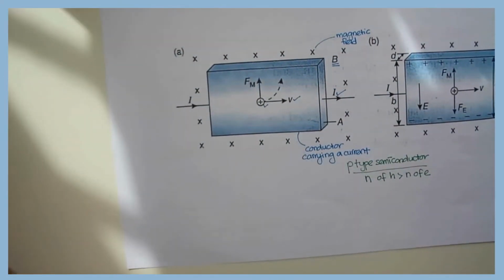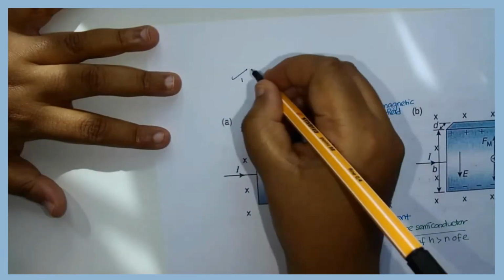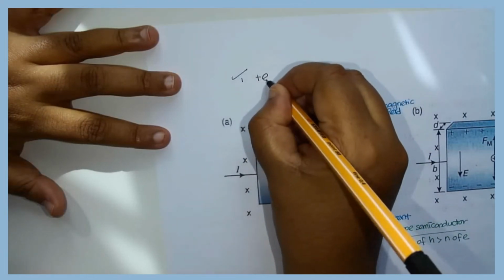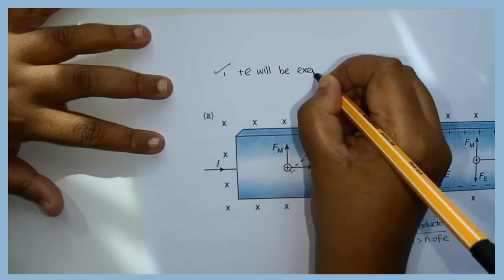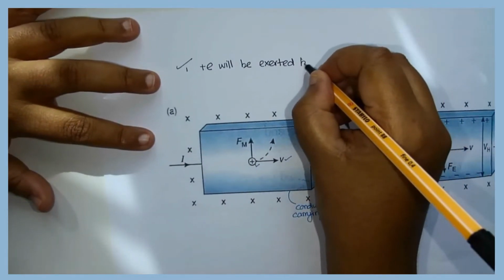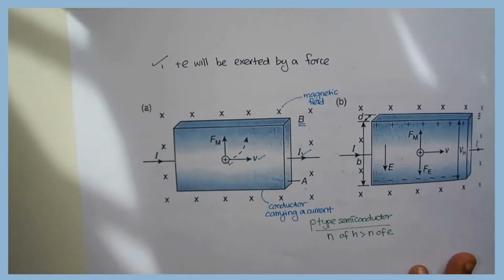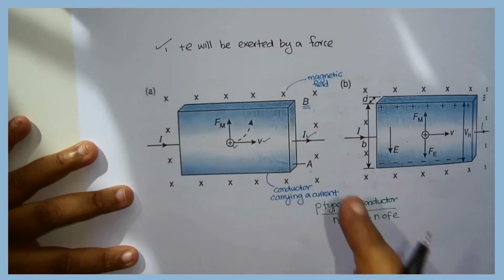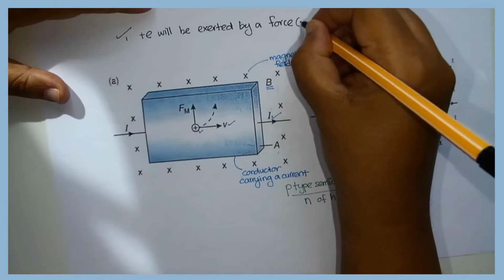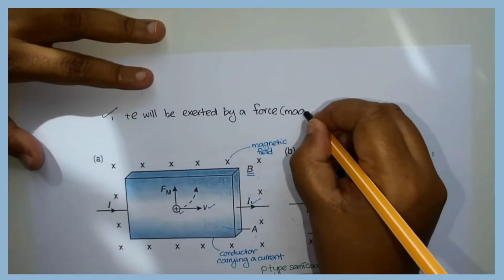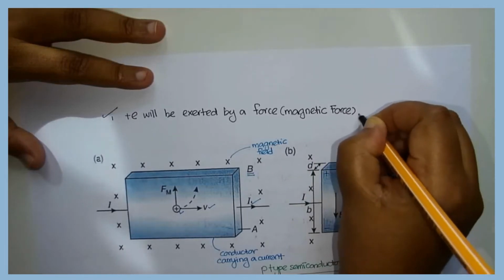The first concept is that the positive charge carriers, which I'm going to mark as positive e, will be exerted by a force. What force is it? It is a magnetic force, because the conductor carrying current is inside the magnetic field. So it will be exerted by a force which is a magnetic force.